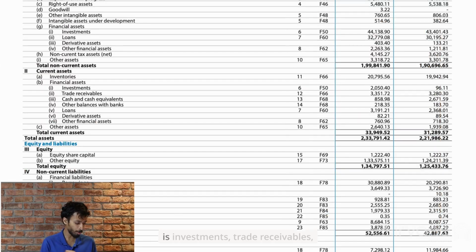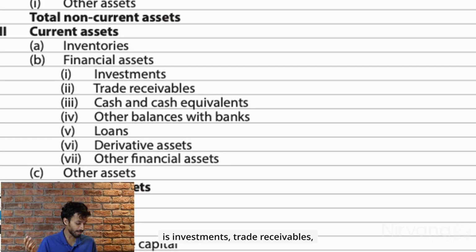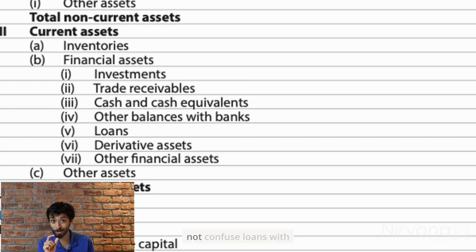Then the other kinds of financial assets in the current asset section of assets, which is the section number 2, is investments, trade receivables, cash and cash equivalents, other balances with bank. Just like you have your personal bank balance, company would have its own current account balance. Then loans, which it has given. Again, don't confuse loans with the loans that company has taken. This could be the loans that the company has given to its vendors, maybe to its subsidiaries and things like that for a very short time. Then there are derivative assets, other financial assets and other assets in general.